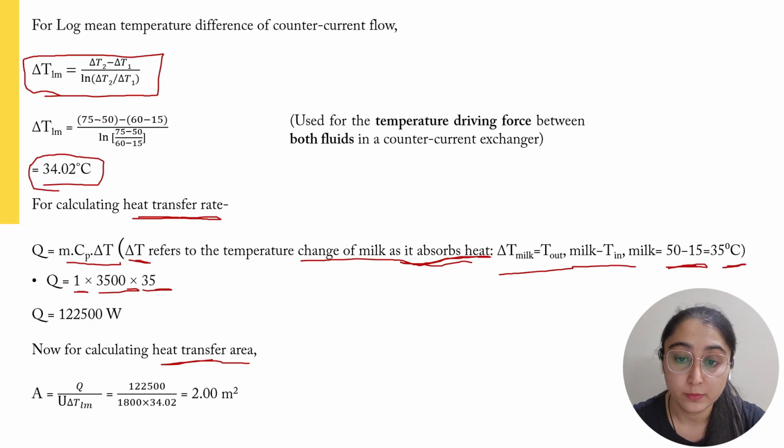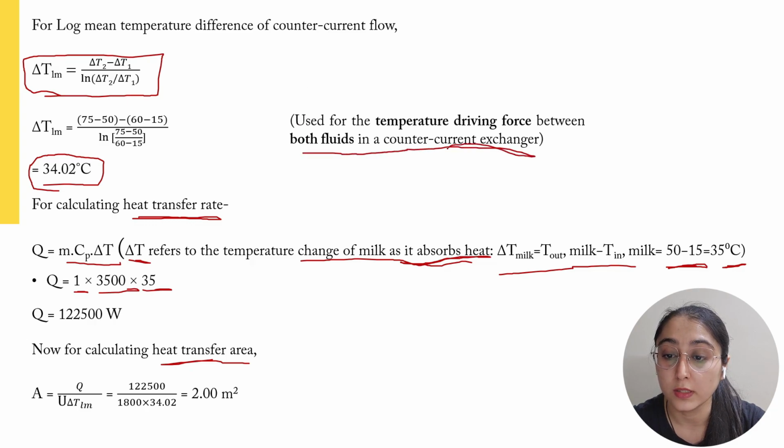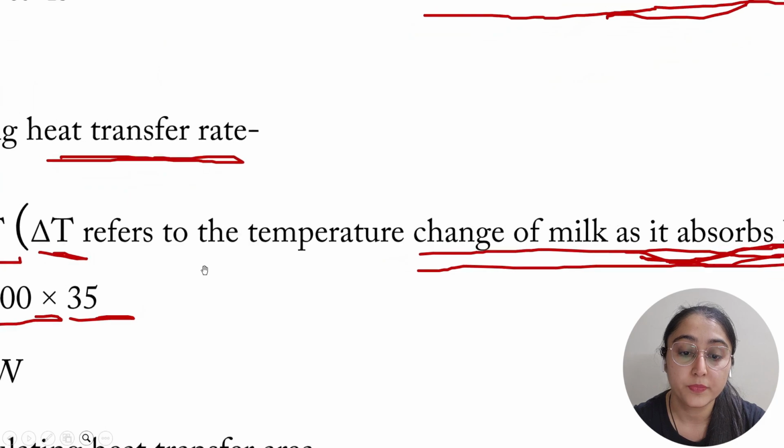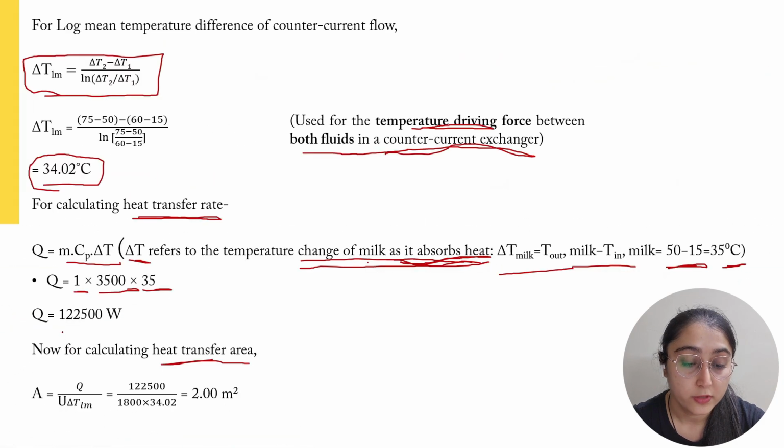Whereas for the log mean temperature difference, we were using the temperature driving forces between both the fluids in a counter current exchanger, right? There, for the log mean temperature difference, because it was a counter current system, this temperature driving force between those fluids was being taken as T1 and T2. But for the calculation over here, we will take the change of the milk as it absorbs the heat. We need to take that temperature difference. So therefore it comes out to be as this value.